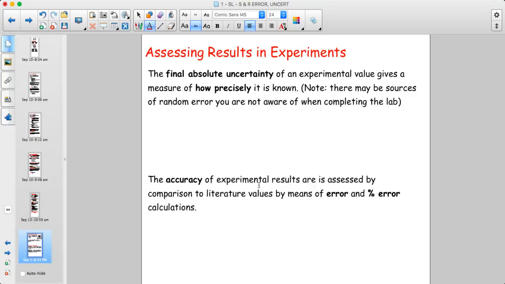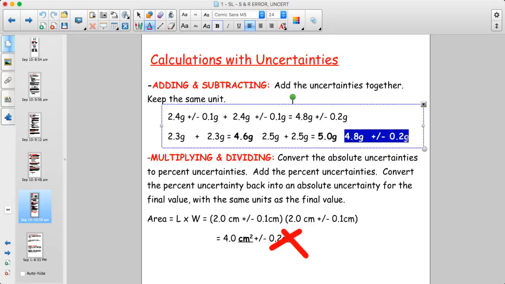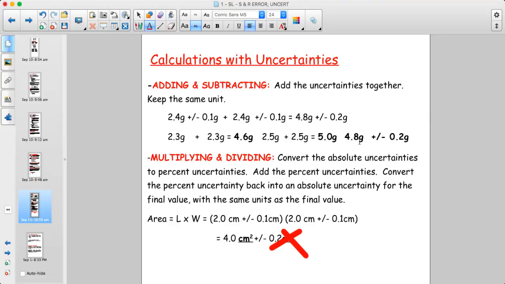Okay. So just as a couple of final reminders, when you're assessing results in experiments, the final absolute uncertainty of an experimental value gives a measure of how precisely it is known. There may be sources of random error that you didn't take into account in your uncertainty, but remember that the range here is telling you, when you say 4.8 plus or minus 0.2, that you know the value is somewhere between 4.6 and 5.0. Okay, and you don't know it any more precisely than that. Even though you call it 4.8, you really only know it's somewhere between those two.